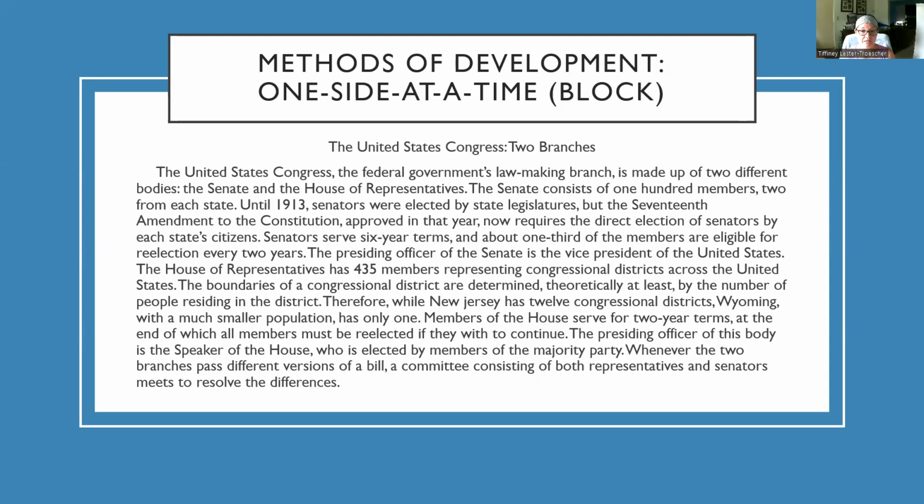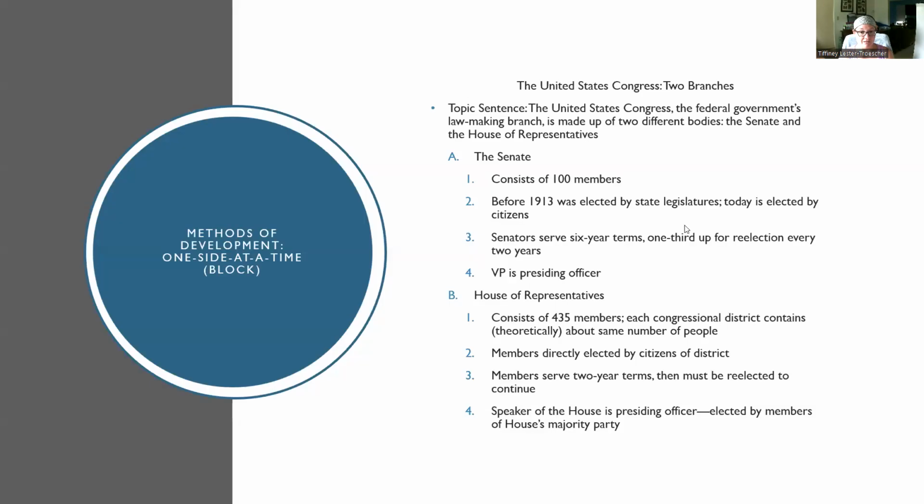So yes, we can see that this paragraph stuck to this outline. We have our topic sentence. It talked about the Senate first, these 4 specific ideas, talked about the House of Representatives next, and it discussed the same 4 specific ideas. It was a very well organized paragraph.